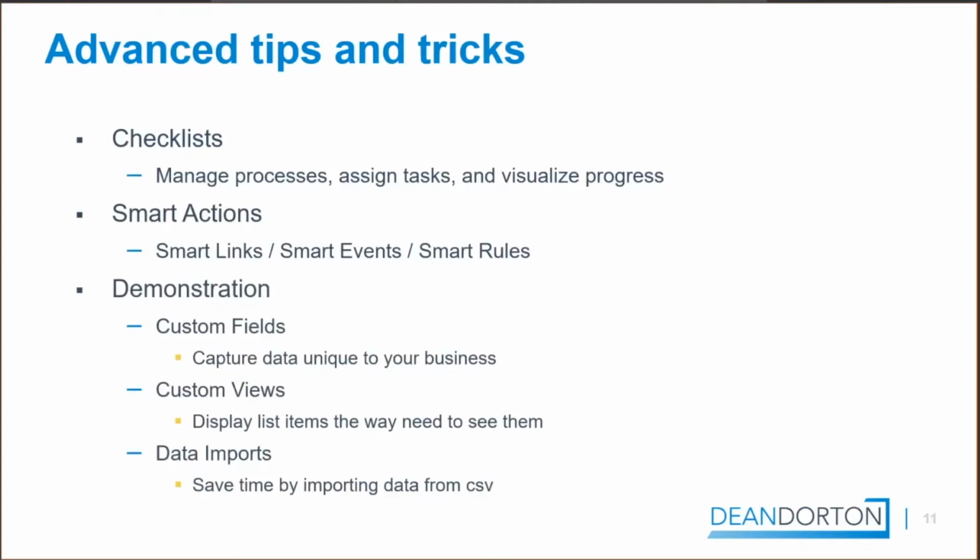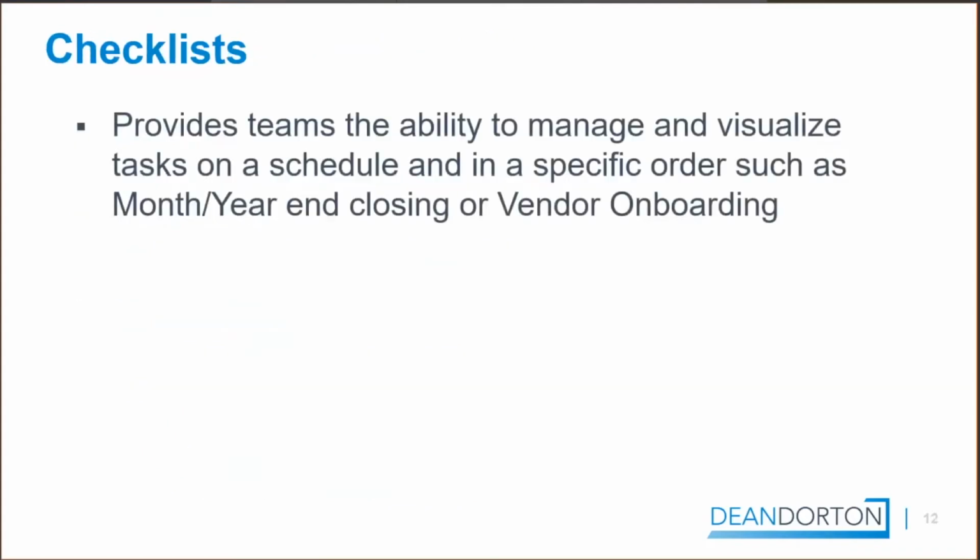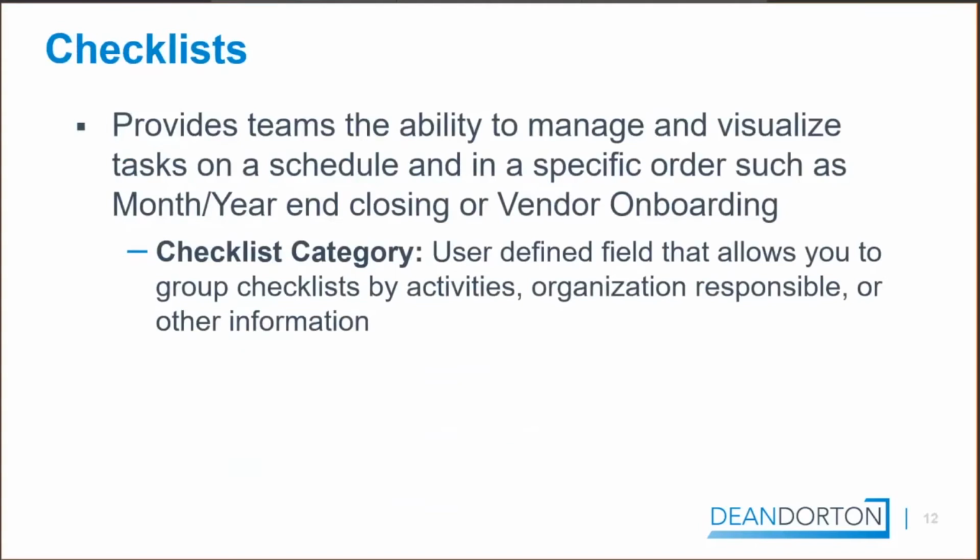And so let's jump into checklists, right? So as I mentioned, checklists give you the ability to manage a process outside of the system. Processes like month end, year end, closing. If you have a process outside of the system that you're tracking right now, vendor onboarding, a lot of times it's manually tracked. You lose track of where things are.